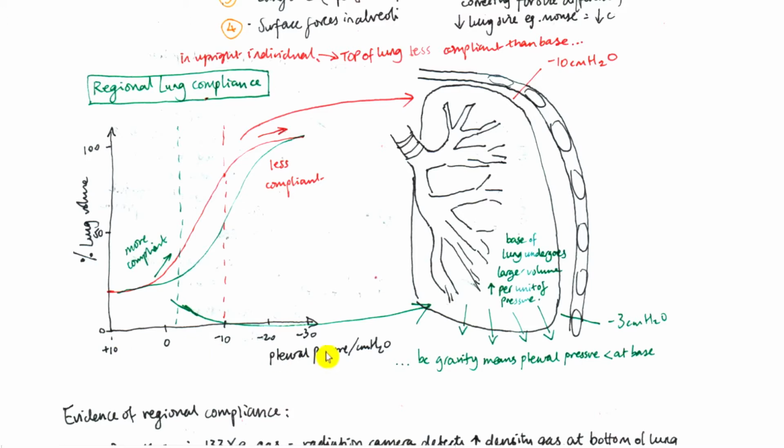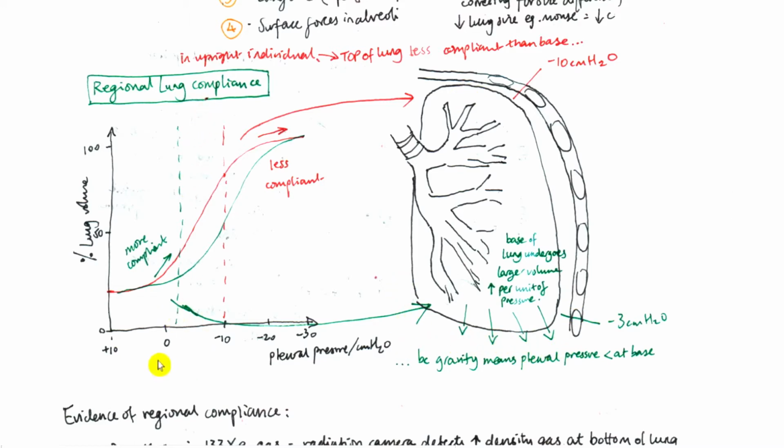So if we look at the pleural pressure versus lung volume graph, we've got breathing in, breathing out. The bottom of the lung will have a slightly smaller negative intrapleural pressure than the top of the lung for any given size or percentage of lung volume.